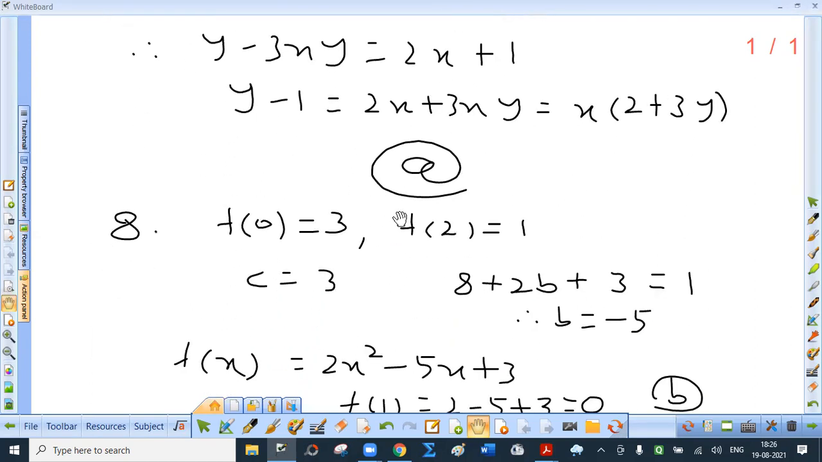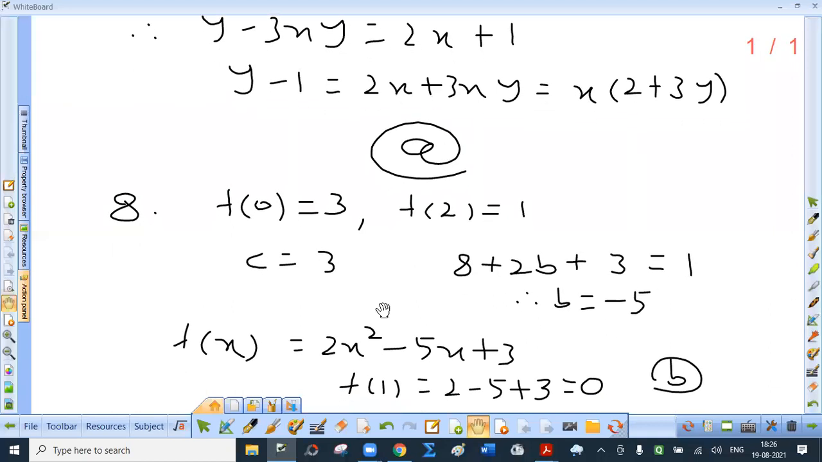Sum number 8, f of x is given. F of 0, what do you mean by f of 0? Replace every x by 0. So 0 plus 0 plus c, it is given to be 3. So I get c equal to 3. What is f of 2? Replace every x by 2. 2 into 2 square, so it is 8 plus 2b plus c. But c is 3. It is given to be 1. That gives me b equal to minus 5.